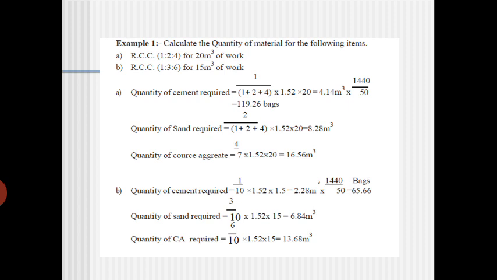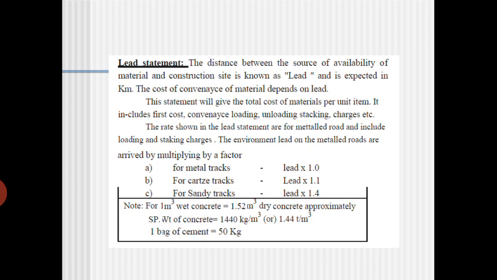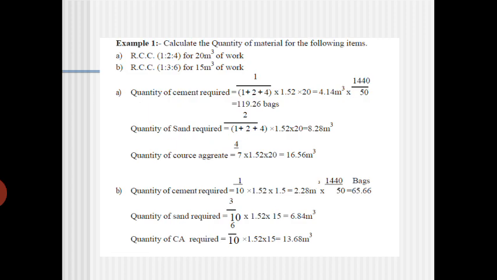So it is 1 divided by 1 plus 2 plus 4, where 1 stands for cement and 1 plus 2 plus 4 is the total. It is multiplied by 1.52, from the previous slides: 1 meter cube of wet concrete equals 1.52 meter cube of dry concrete. You have to add that, and multiply by 20, because you require a total of 20 meter cube of work.